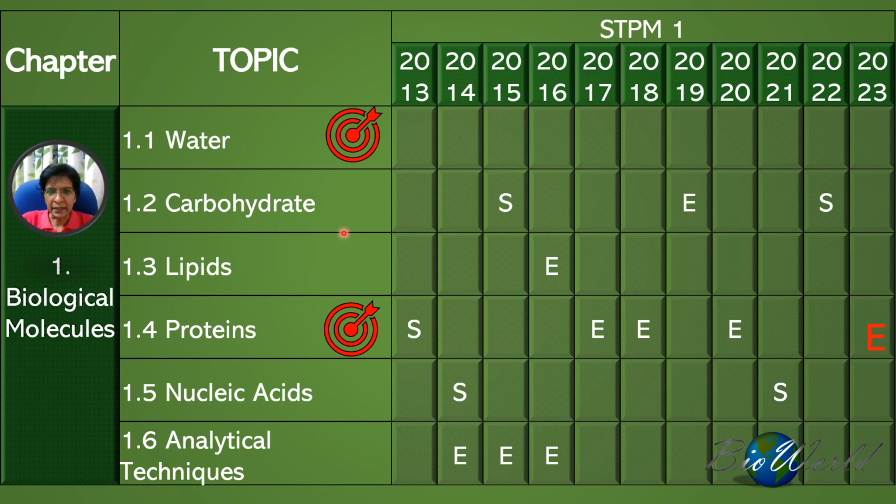Then we look at the topic of carbohydrates. Carbohydrate was tested in 2022. And if you see, usually there's quite a big gap between the questions. So 1 year gap is not sufficient for it to be retested. So I don't think carbohydrate will be tested.